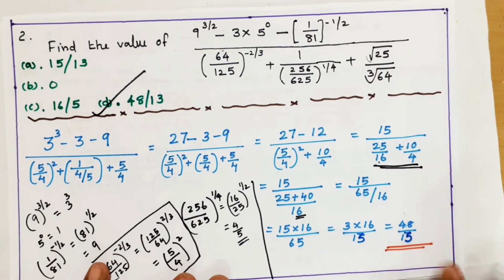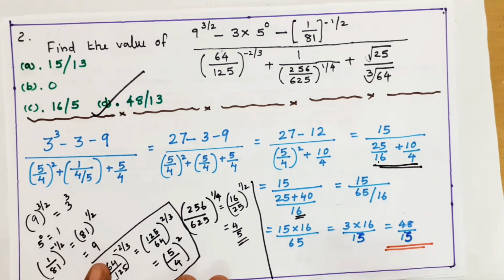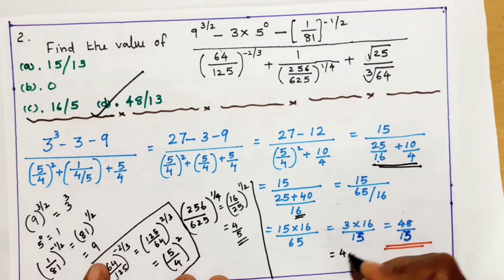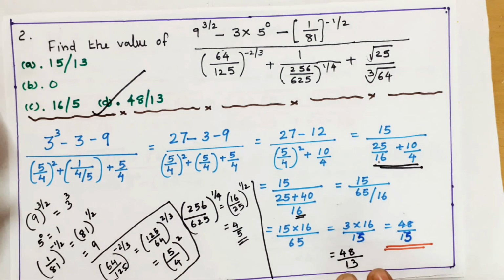48 by 13. From here you check it again. 65 we got it. 65 by 16, taken it up. Then after that we are dividing both numerator and denominator with 5. 15 by 5, 3. 65 by 5, 13. So it will be 3 into 16, 48 by 13. So your answer is 48 by 13.